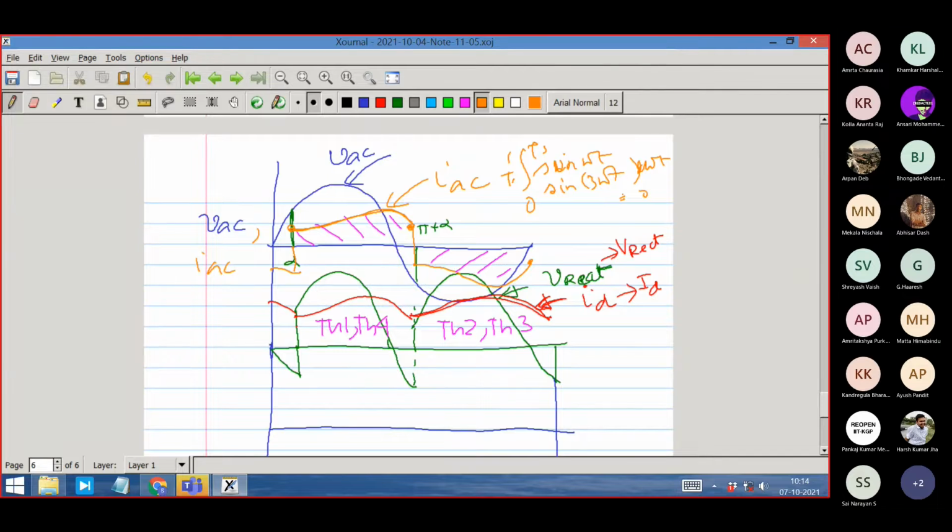So the current will have harmonic components, for example third, fifth, seventh, ninth harmonic. All odd harmonics will be there. No even harmonics, because of the symmetry. These odd harmonics will not contribute to the power flow.